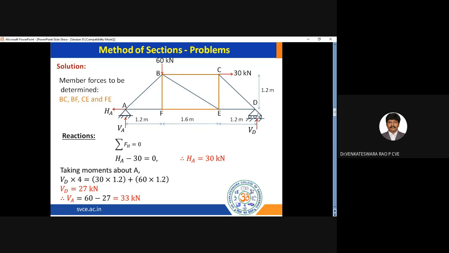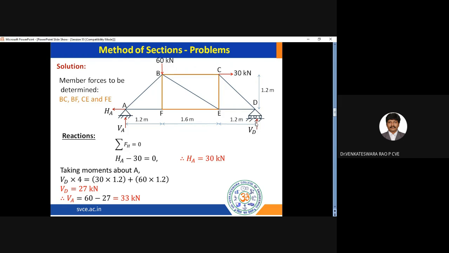So you take this as the center of a circle, as many times I was telling you, and you take this upward reaction, and it becomes an anti-clockwise moment. Right? So let us take anti-clockwise equal to clockwise moment.